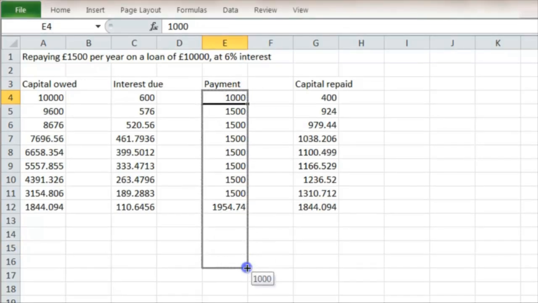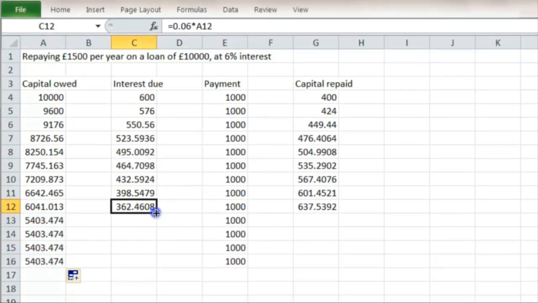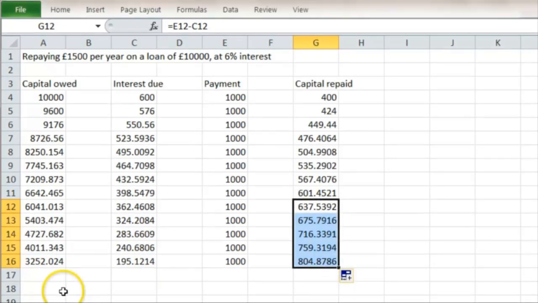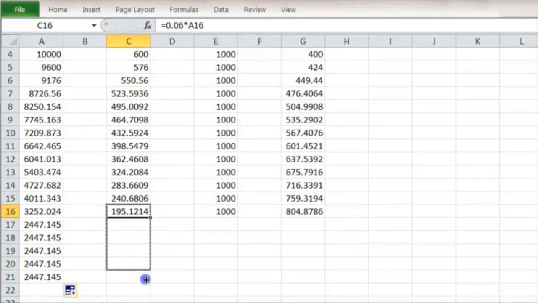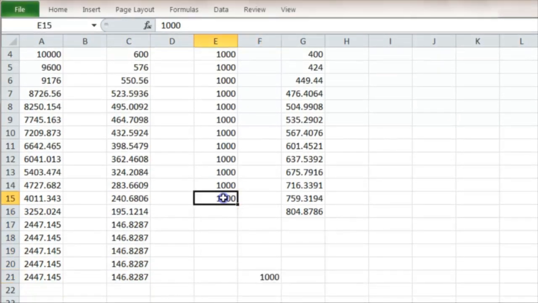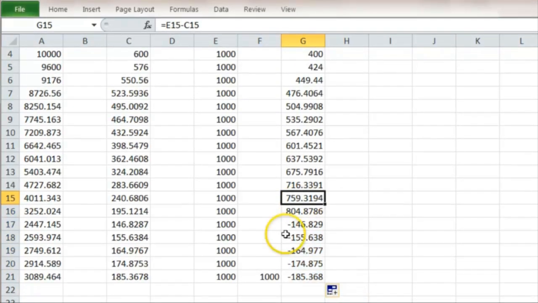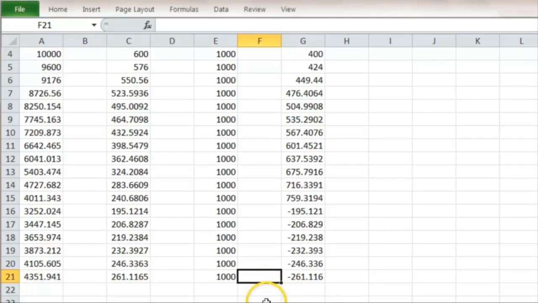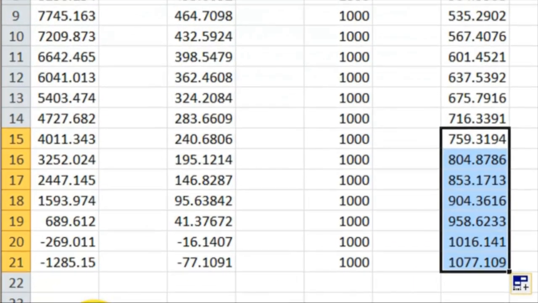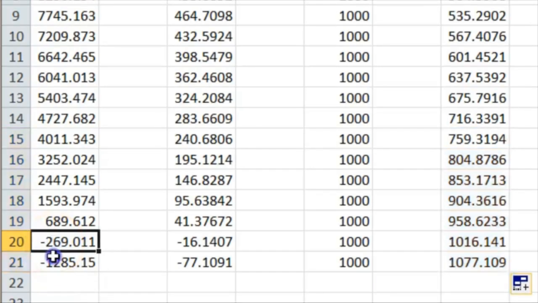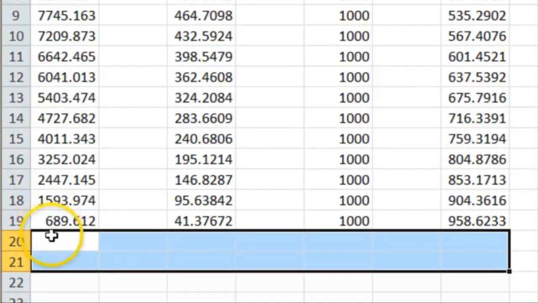And if we now click and drag here, we won't have paid off after 9 years. We need to do the whole thing a bit further. I'm not sure even if that would be enough. No, we still owe 3,200, so we'll need to go down a few more years. We have to keep going until the amount that we owe has gone negative. That's the sign. And so we can see that on row 20 we're into negative territory. So let's get rid of those ones. That would be overpayment. And in fact, on row 19 we still owe £689.